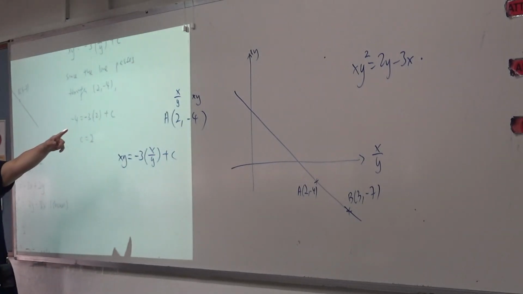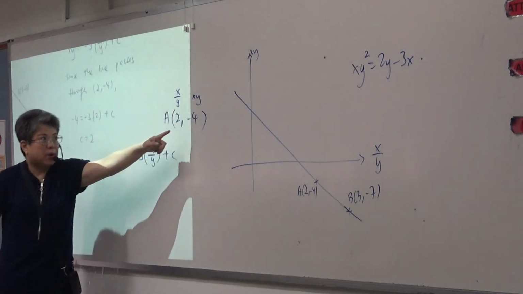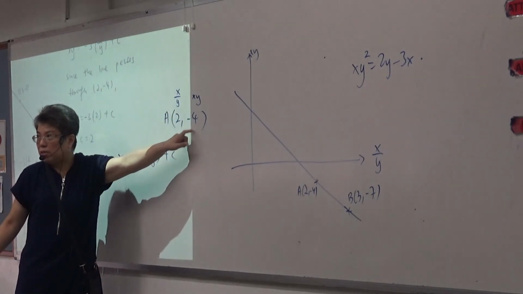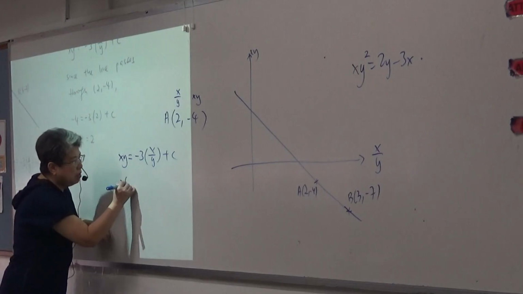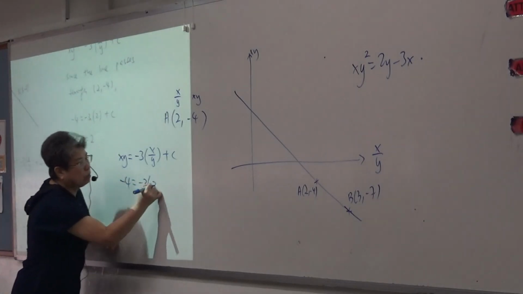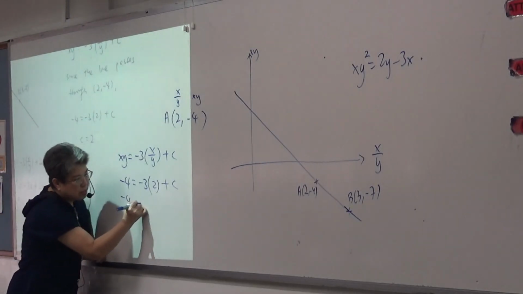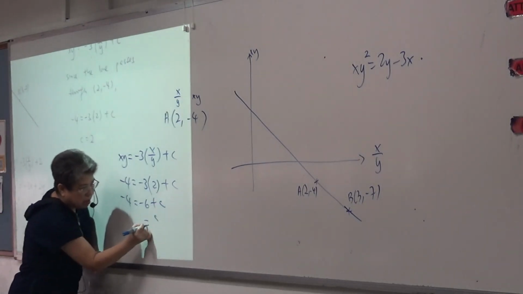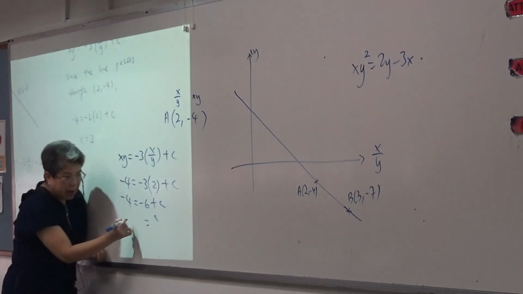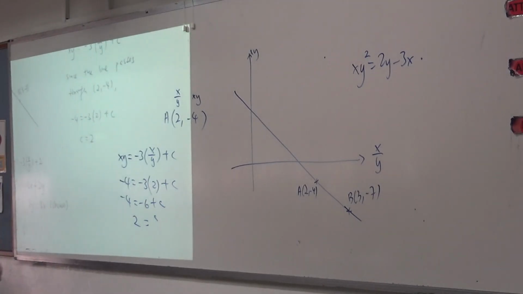Now, since it passed through this point, xy is what? What's this number? Negative 4 is negative 3 times 2 plus c, right? So negative 4 is negative 6 plus c. So what's c? 2, right? Can you see?